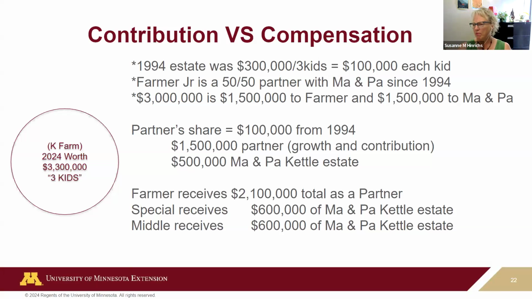It could be money in the bank that you've saved, or you might have retirement investments that you would designate for special and middle, the other 2 kids that haven't been on the farm. So those are some thoughts to get you thinking about how you might be looking at your farm situation and how you might be able to think about your children or those that you might want to pass on your farm and inheritance to.